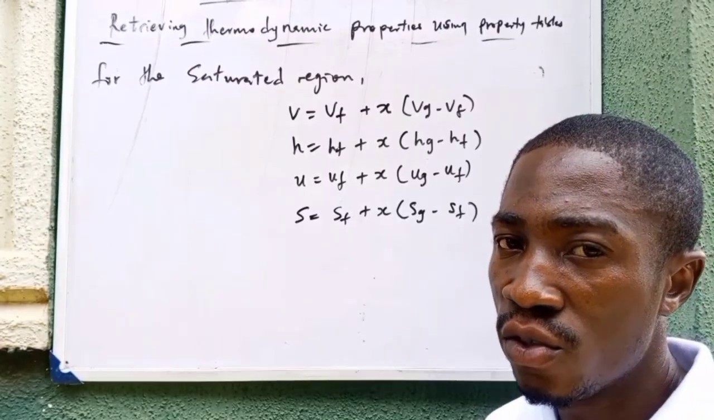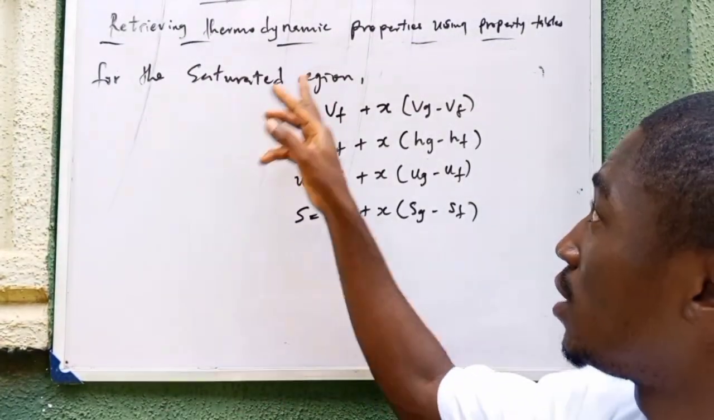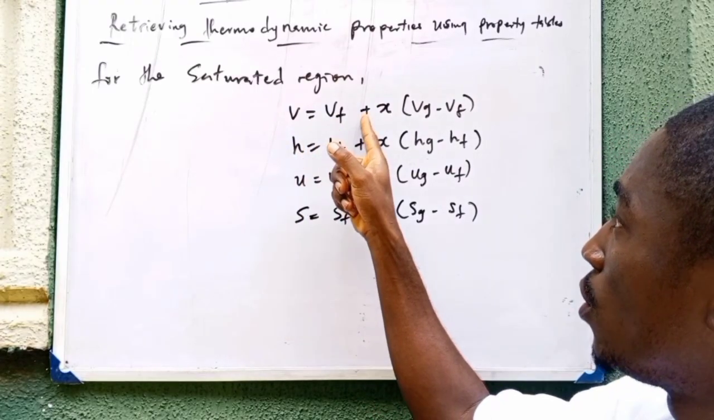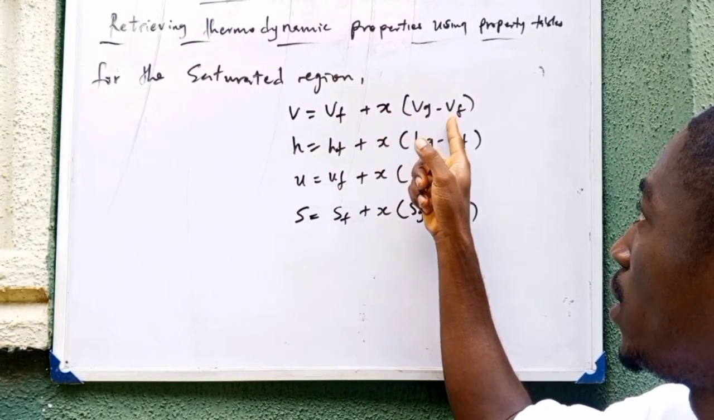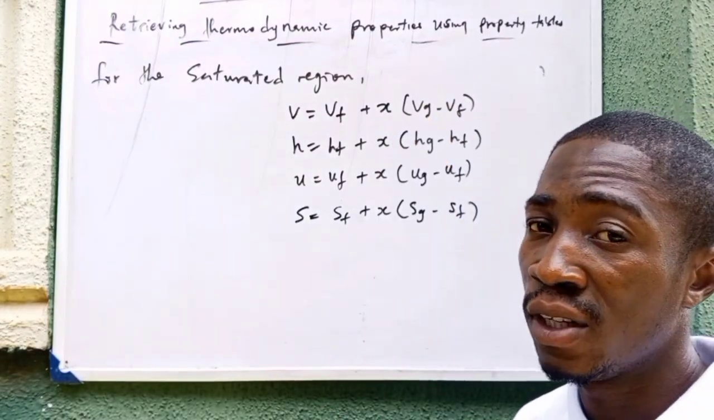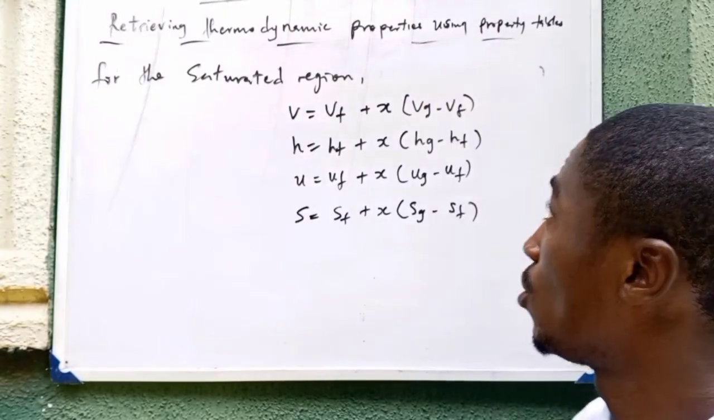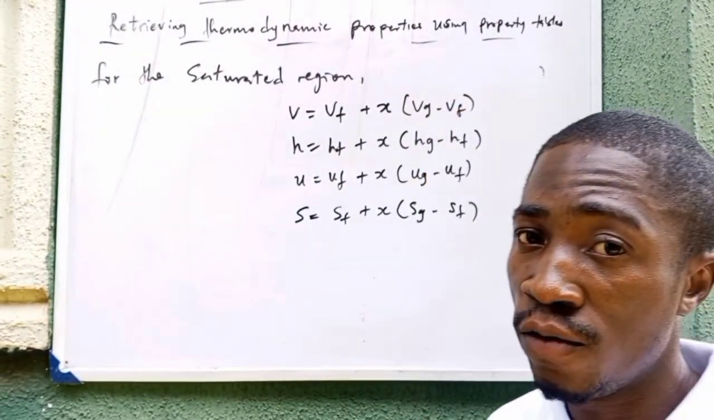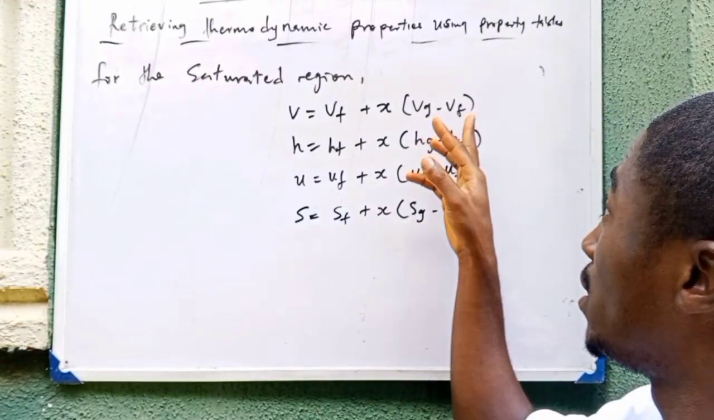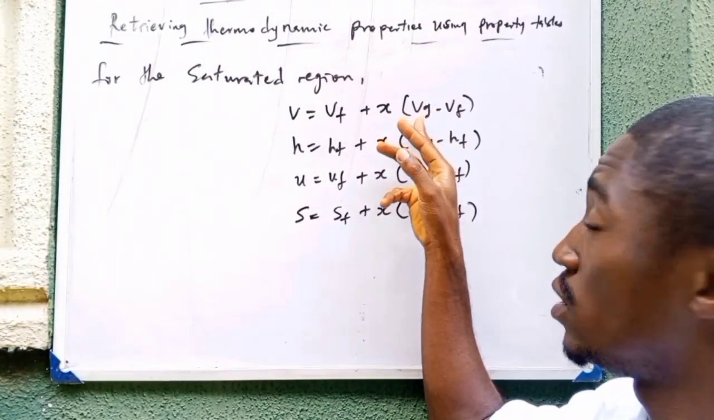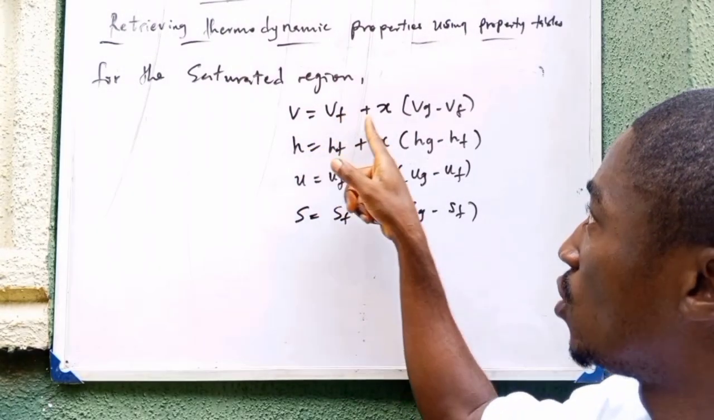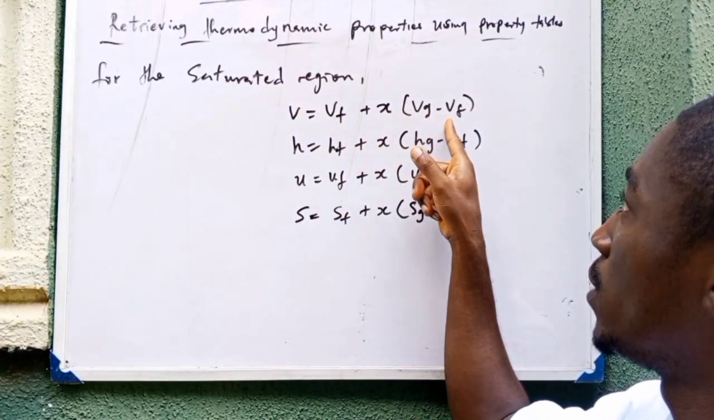Now, another thing you need to know is that for the saturated region, specific volume V is equal to Vf plus X into Vg minus what? Vf. Remember your Vg is the specific volume on the saturated vapor curve, while your Vf is the specific volume on the saturated liquid curve. That's at this point quality is 0, at this point quality is what? 1. So what we have is that V is equal to Vf plus quality into Vg minus what?